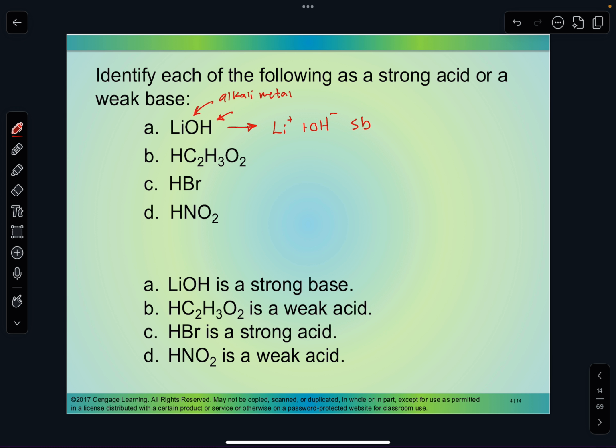Now this is acetic acid, HC2H3O2. It can also be written like CH3COOH. Now this is called an organic acid. Organic acids are generally weak. Remember, in order for it to be organic, it has to have carbon and hydrogen bound to each other in the compound. And so we have a generally weak acid here.